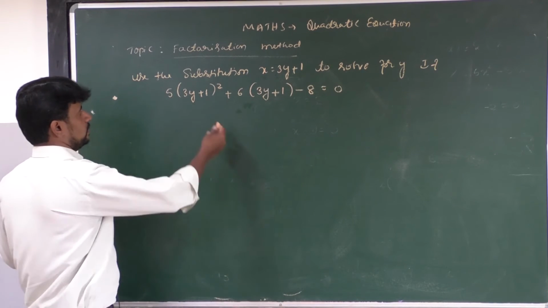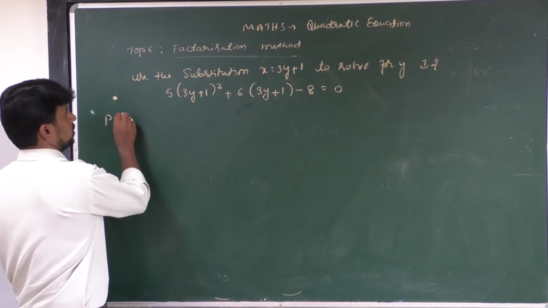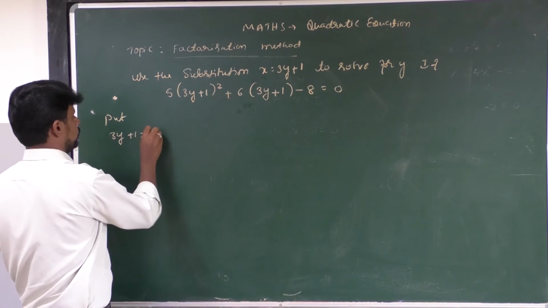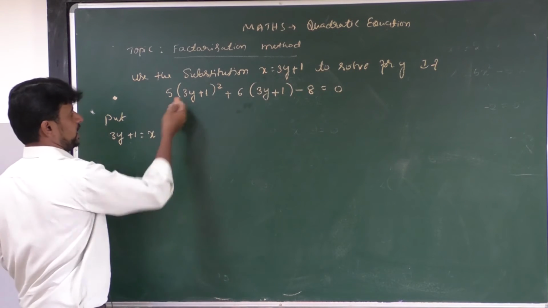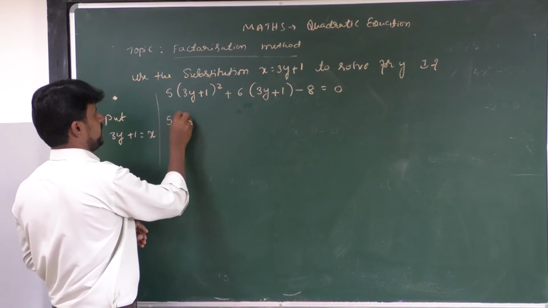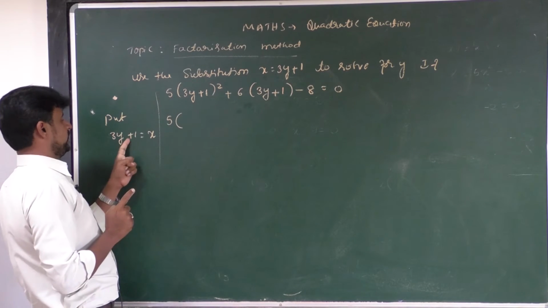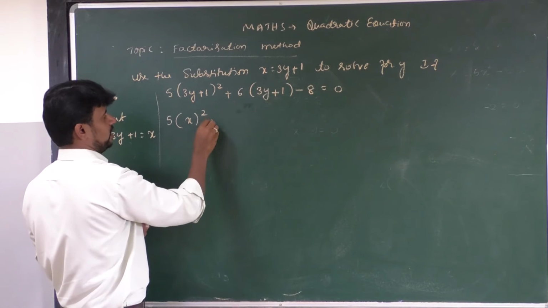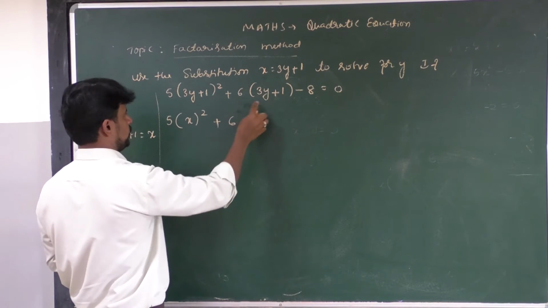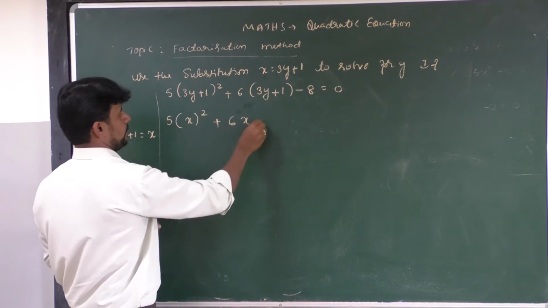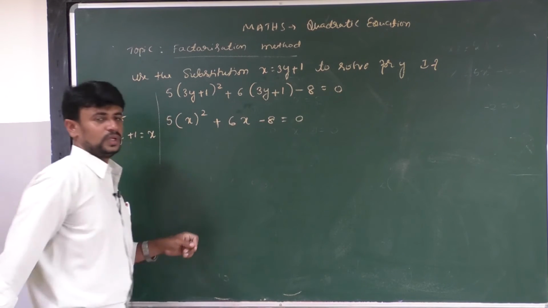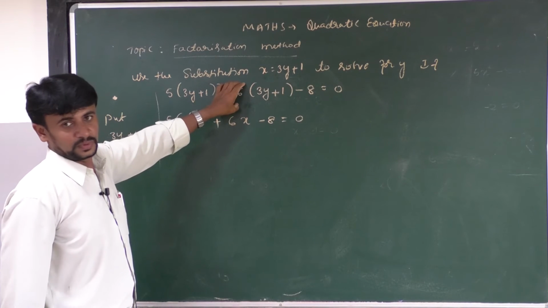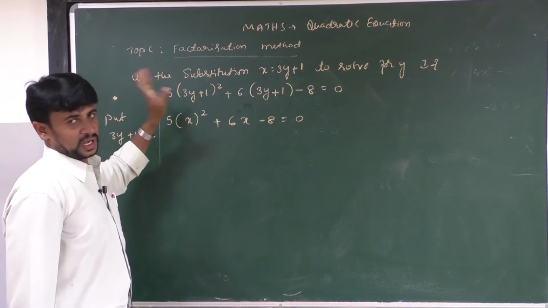Then put the value of x, where 3y plus 1 is equal to x. That means the equation becomes 5 into what is the value of 3y plus 1? The value of 3y plus 1 is x according to the question. Then it becomes x square plus 6 into what is the value of 3y plus 1? x, minus 8 is equal to 0. This is the twisting step in this question. Apart from these steps, you can use the last steps.